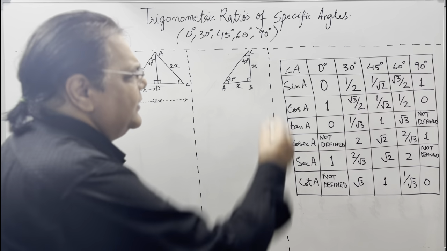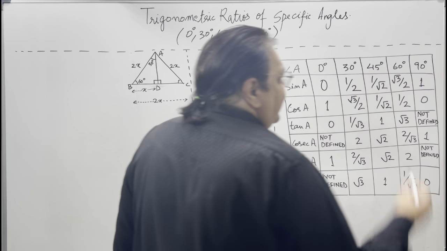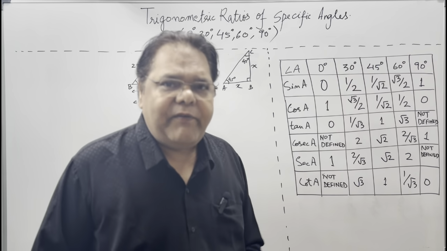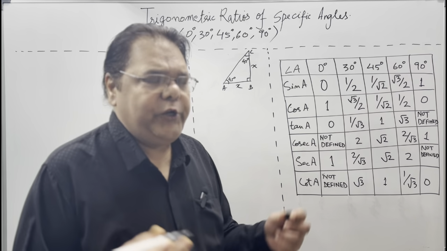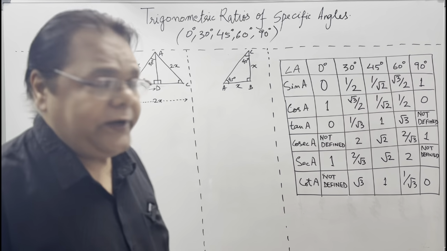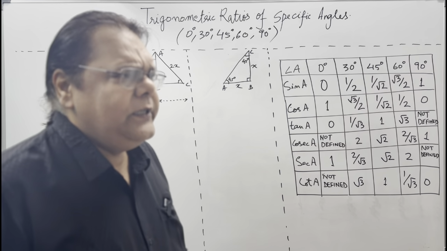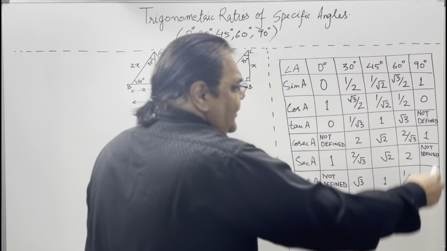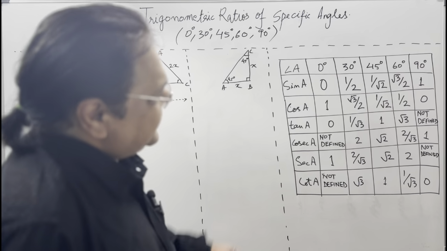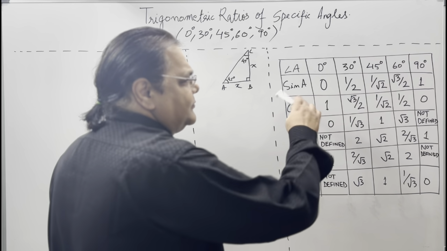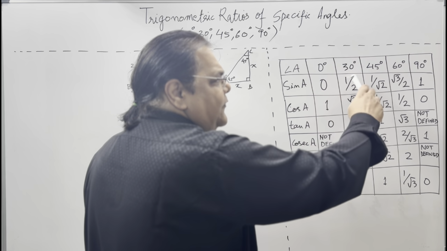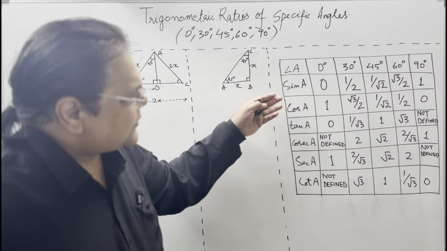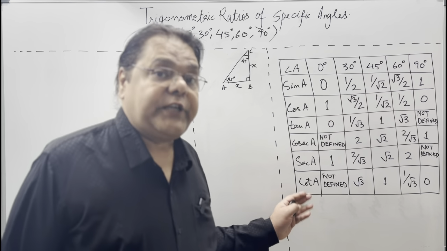So, you have already done the construction of these angles: 30 degrees, 45 degrees, 60 degrees, and 90 degrees. You already know how to construct them in geometry. Let us find out the sine, cos, tan of these angles. From this table, you can see the trigonometric ratios of sine 30, sine 45, sine 60, sine 90. Similarly for cos, tan, cosec, sec, and cot A.